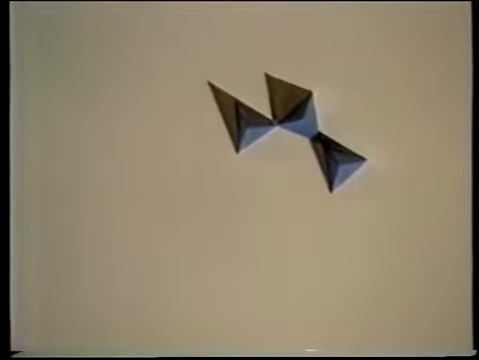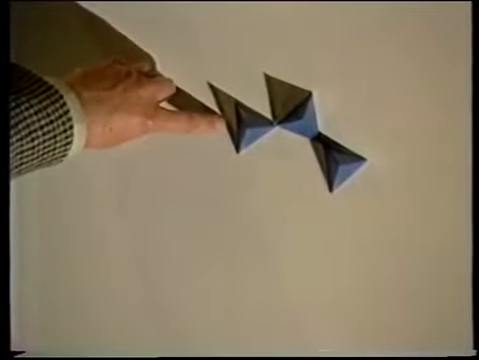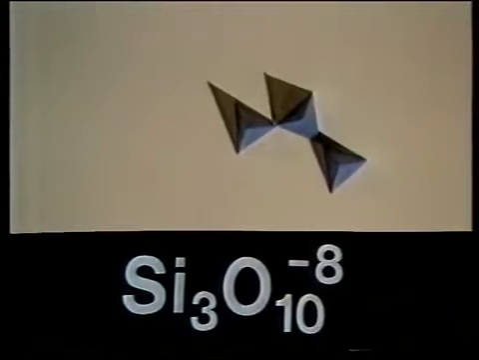What about the free bonds? Well, the same thing. We have the unshared corners here, 3 at this end, 3 at the other end, and 2 in the middle, so 8 altogether. And the formula for this group is Si3O10, and -8.